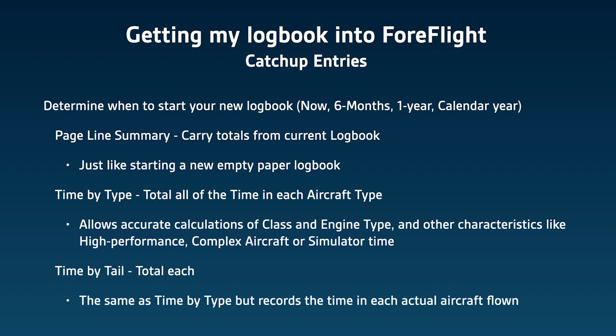Time by tail is exactly what it says. You're just going to enter a total time per aircraft identification. And you will still be able to generate a time by type report. However, you will also have all of that information per tail number, so that you can use the search function and find time that was actually flown in that particular aircraft.